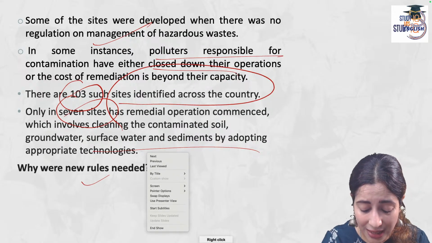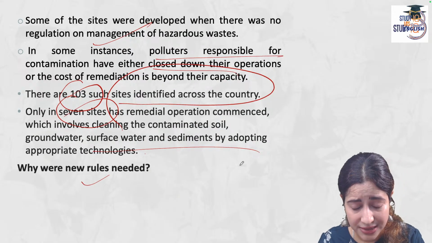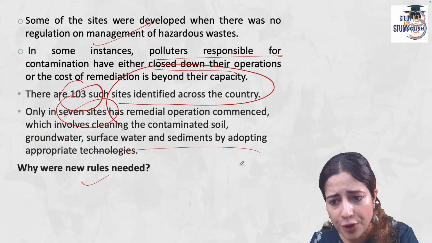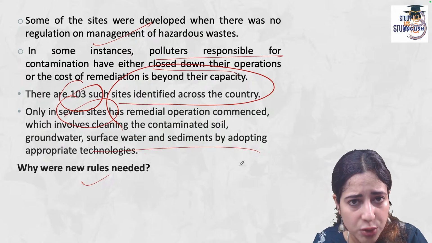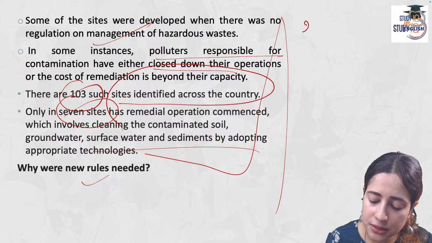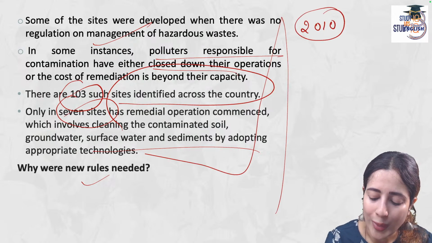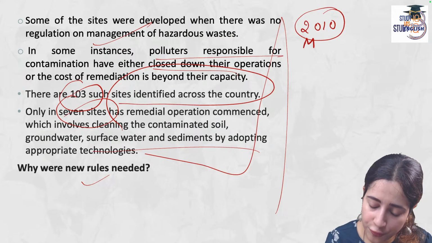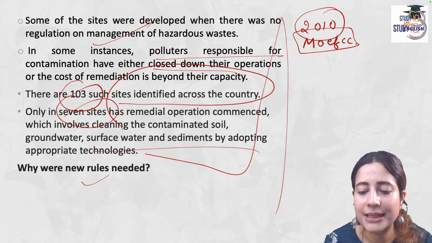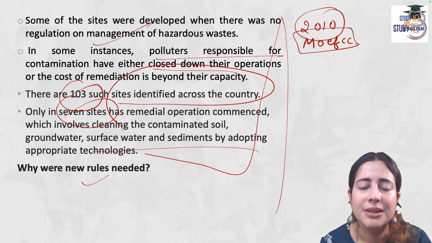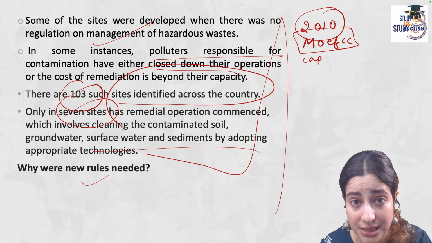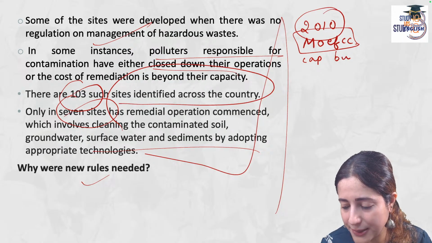So, are these new rules needed that the government is announcing today, which I just told you? Environmental Protection, Management of Contaminated Sites Rules 2025? Yes, they are needed. Why? Because the existing rules belong to 2010, when the Ministry of Environment, Forest and Climate Change, MoEFCC, laid down a protocol, a capacity building program for industrial pollution. Okay, so this is 2010 history.